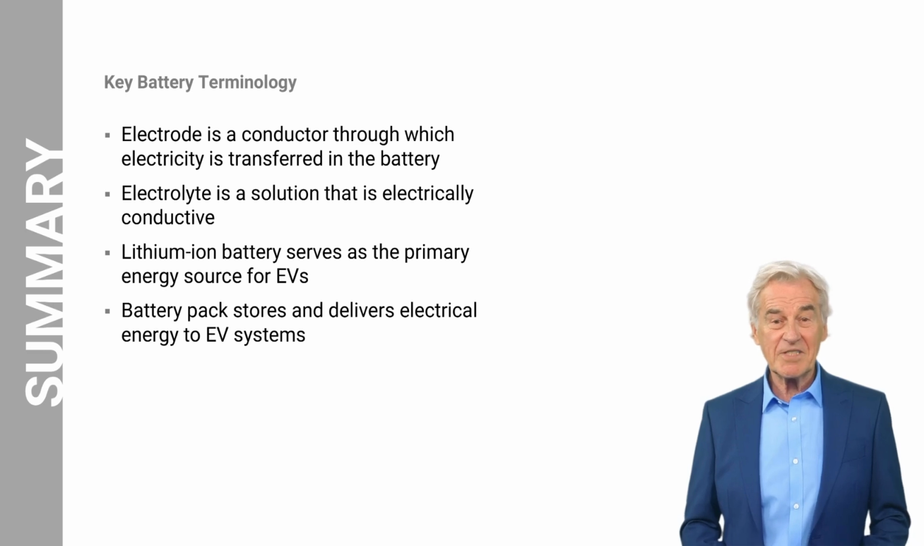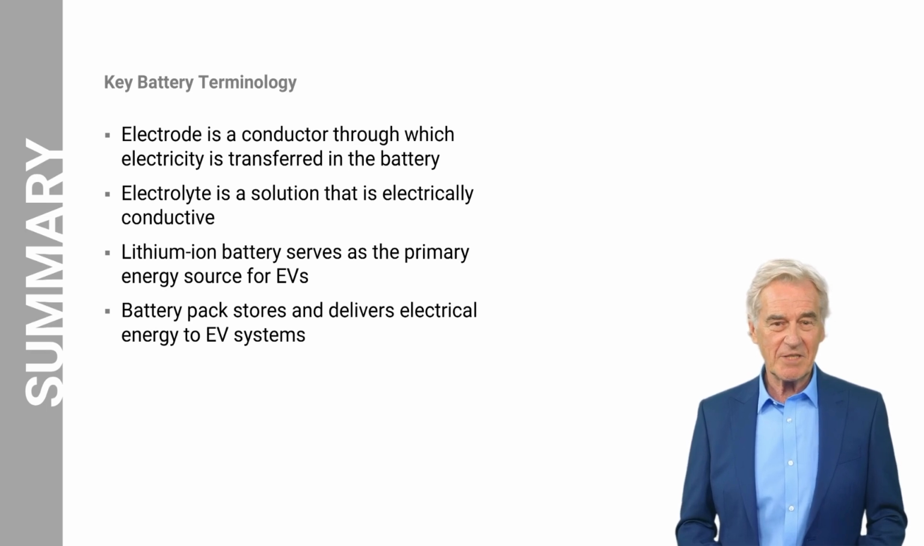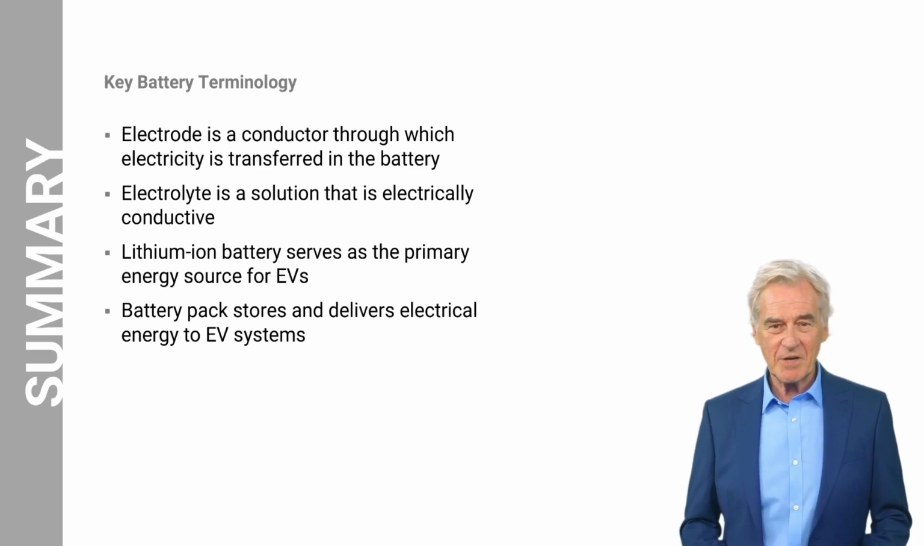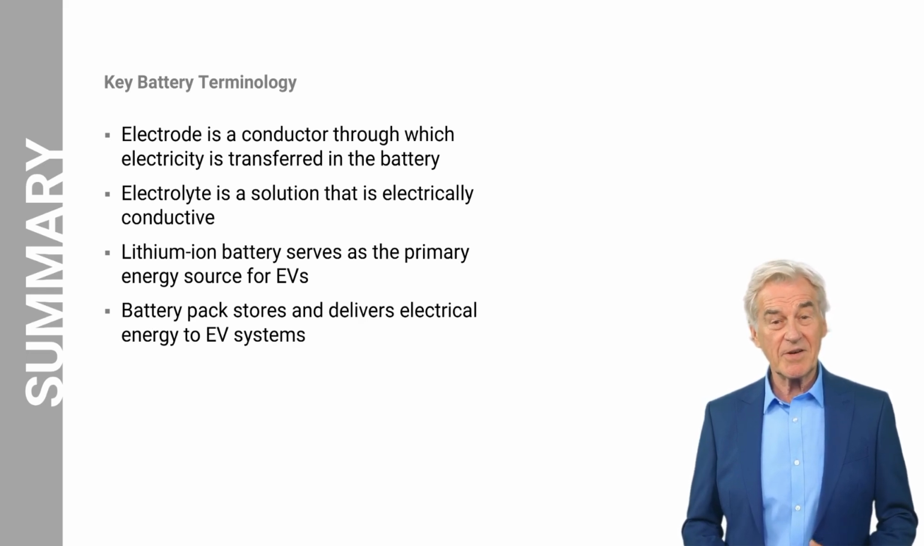Let us now summarize what we have covered in this lesson on key battery terminology. An electrode is a conductor through which electric current enters or leaves an electrochemical cell. It is a solid material, typically metal, that is in contact with an electrolyte. An electrolyte is a substance that allows electrical current to flow between the two electrodes. It is usually a liquid, but can also be a gel or a paste.